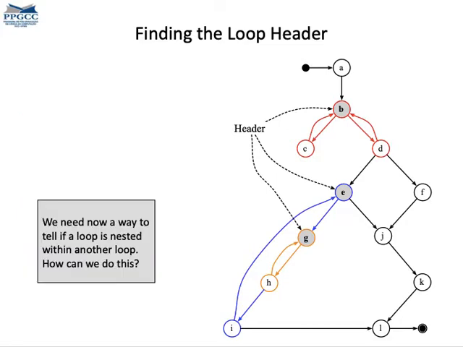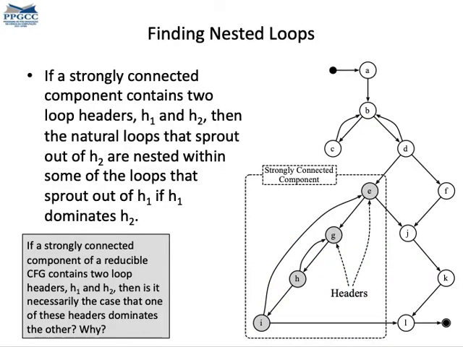Now for the last question that we still need to answer. How to know if a natural loop is nested within another loop? Basically, if a strongly connected component contains 2 different loop headers and one of them dominates the other, then we have a nested loop. Remember, the CFG must be reducible and every loop is natural. Then the dominating header defines the outer loop, and the dominated header defines the inner loop.